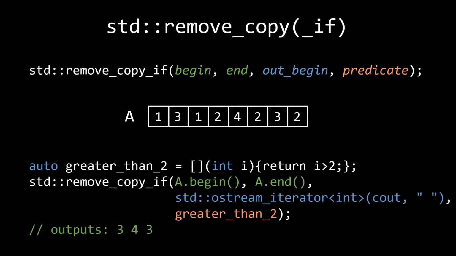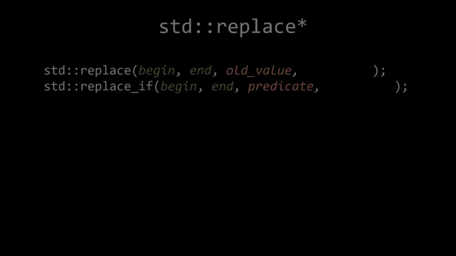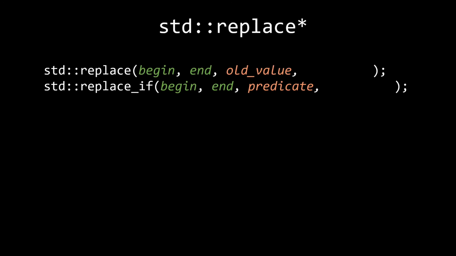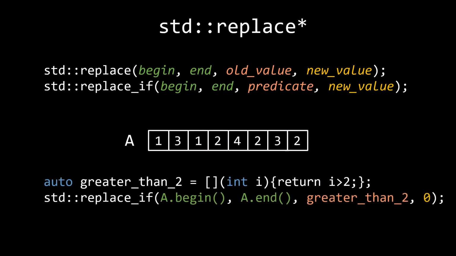The second set of algorithms I want to discuss today are the replace algorithms. They follow a similar pattern to the remove algorithms. They take a begin and an end iterator to specify the range on which they should operate, and a value for replace or a predicate for replace if to identify the elements that should be replaced. In contrast to the remove algorithm, they have one extra parameter, namely the new value that should replace the elements matching the predicate. If I now bring back my trusty container A, I can use a call to replace if to easily replace any element with a value greater than 2 with a 0.